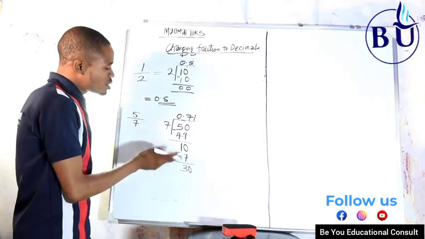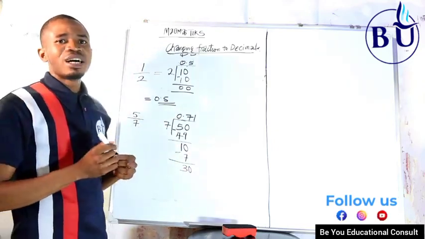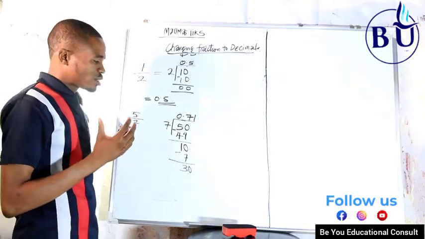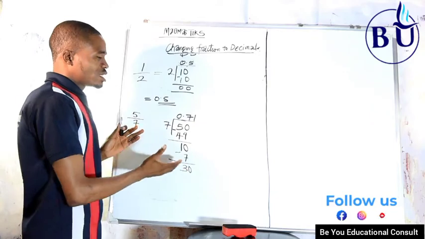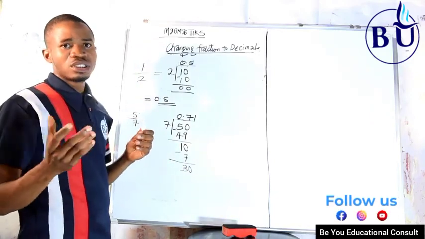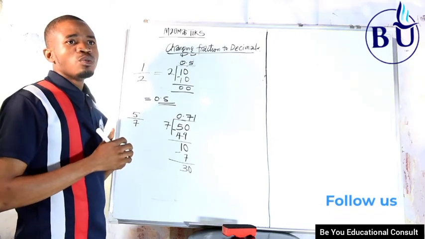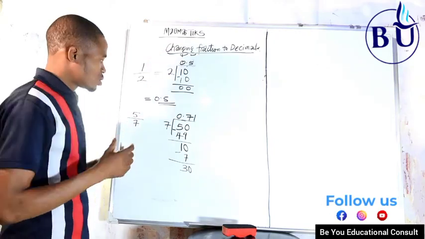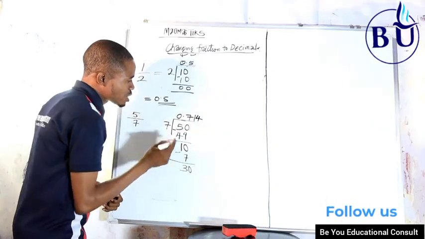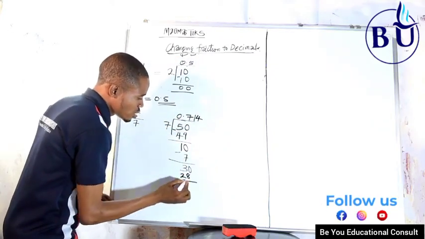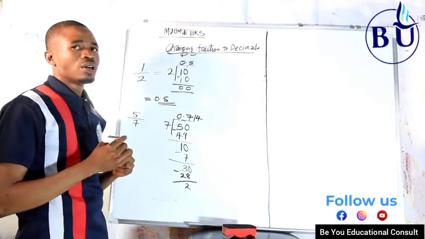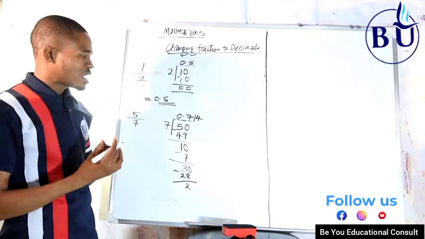So 30 divided by 7. It may not divide 30 exactly, but we look for something closer to 30. 7 times 3 is 21, 7 times 4 will give us 28. So 28 is closer. 4 times 7 will give us 28. Go down. 30 minus 28 will give us 2. Hope you are getting what I'm doing. That's how we continue.